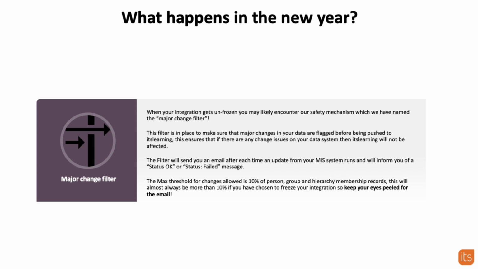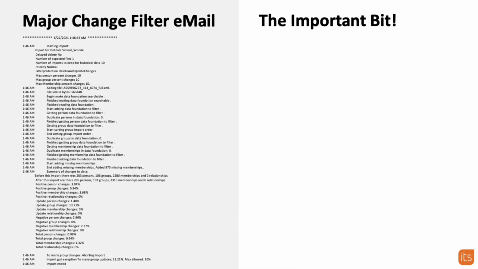I can't stress enough, keep your eyes open for the emails coming through from our itslearning integrations team. It will look a little something like this, and on the left hand side it's probably a little bit small, but don't worry, this is an idea of the format of the email that you'll get. It's quite technical, and most of this data is just letting you know what's been updated and how much of that's been updated: if it's groups, if it's hierarchies, and the percentage of change. And remember that figure of 10%, because this is where it comes in handy.